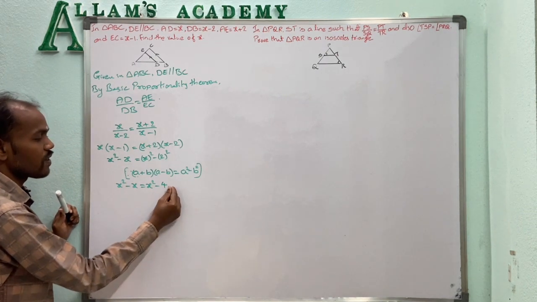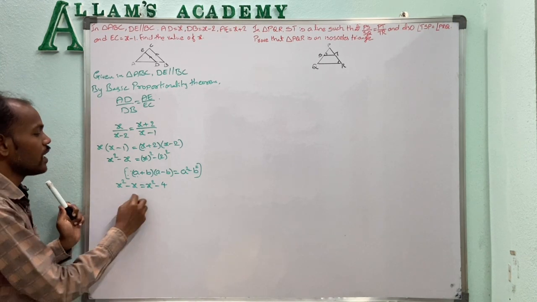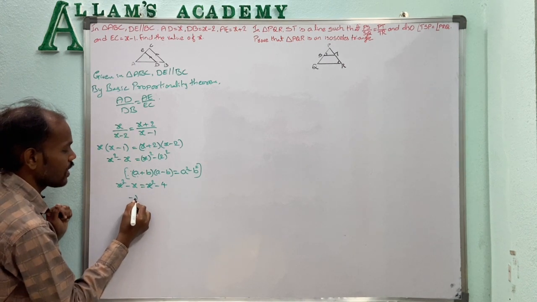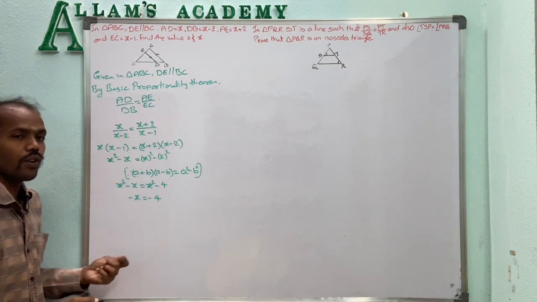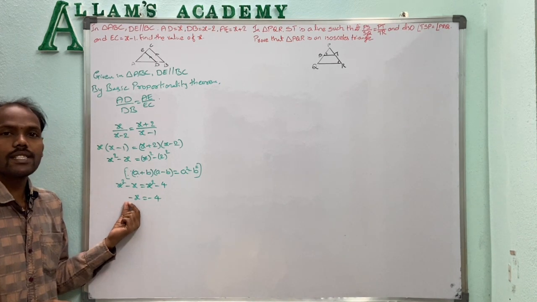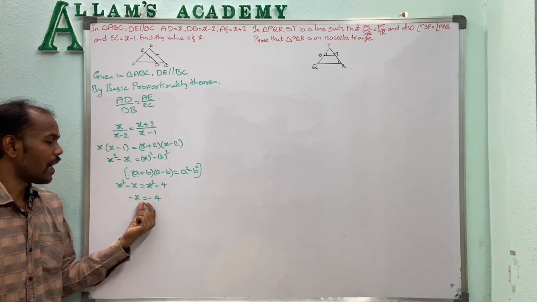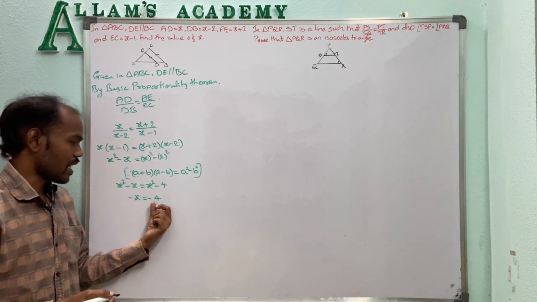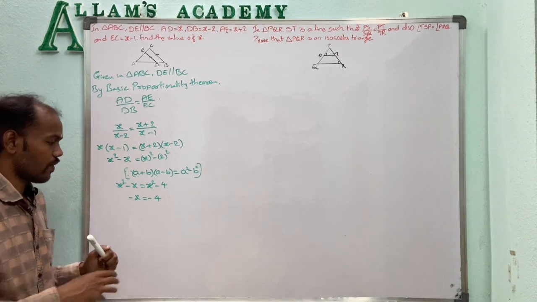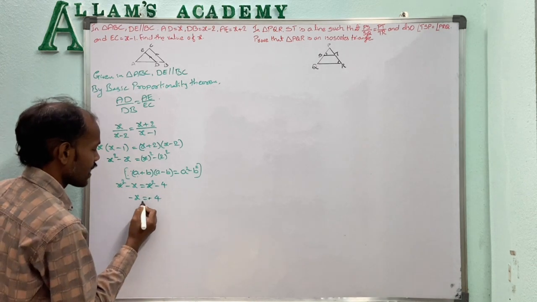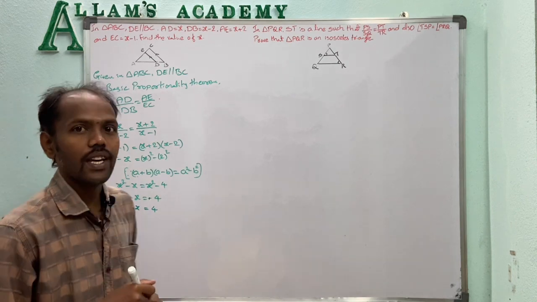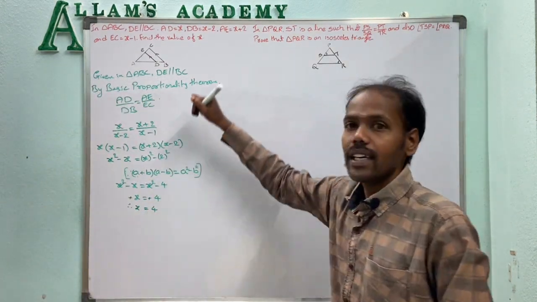Now this plus x square transferred to this side becomes minus x square. X square minus x square equal to 0. That means both will be cancelled. Minus x equal to minus 4. Now minus x is nothing but minus 1 into x. So this minus 1 transferred here means that is division. So minus 4 by minus 1, that means minus minus gets cancelled. So x equal to 4. Therefore the value of x is nothing but 4 here.